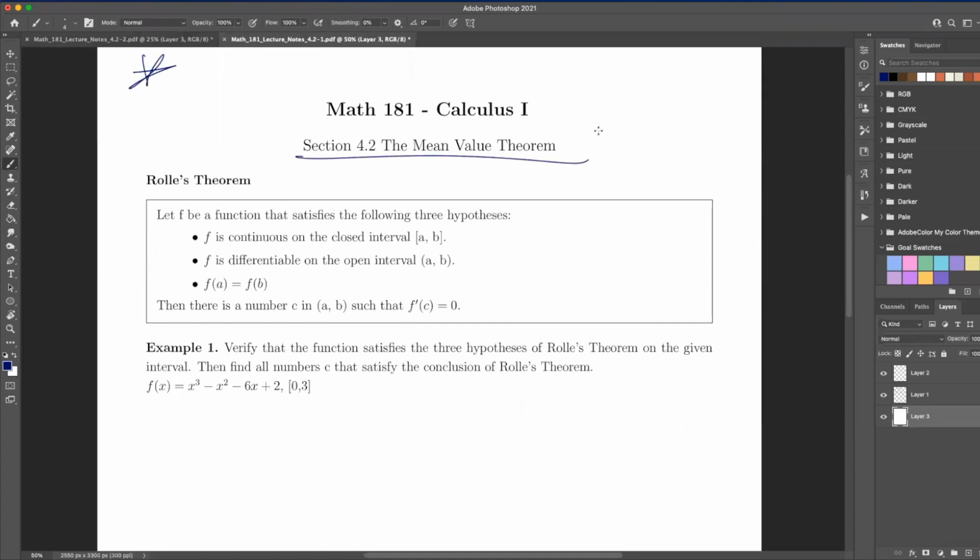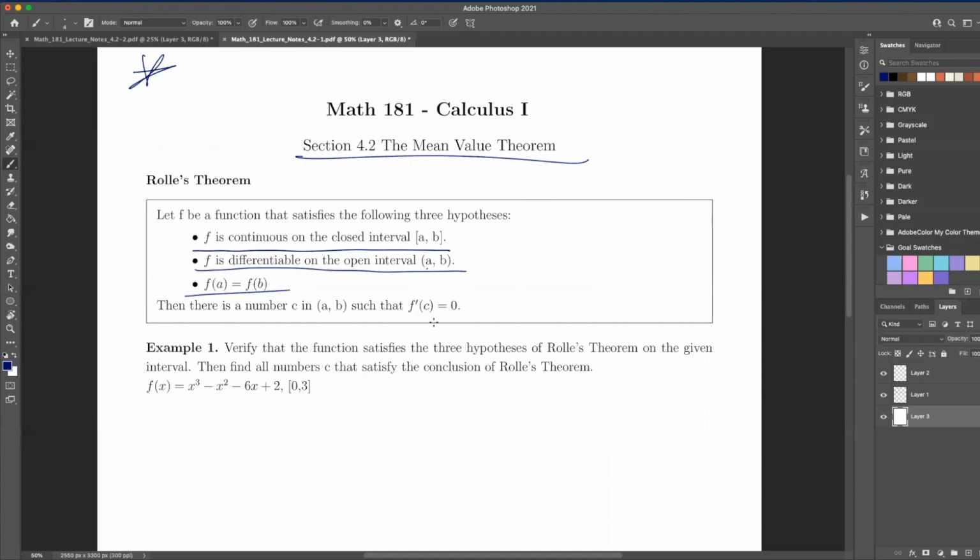So mean value theorem. We're going to talk about two theorems. The first theorem is Rolle's theorem. It says let f be a function that satisfies the following three hypotheses. F is continuous on the closed interval between a and b. F is differentiable on the open interval between a and b, and f of a equals f of b. Then there is a number c in the interval (a, b) such that f prime of c is equal to 0.